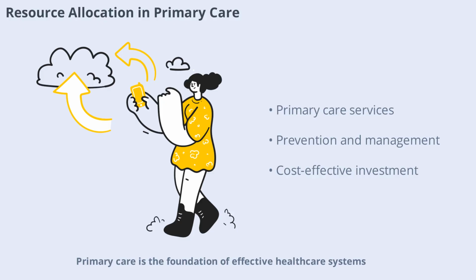Primary care is the foundation of effective healthcare systems. Health economics supports the allocation of resources to primary care services, such as family medicine, preventive care, and chronic disease management. Strengthening primary care improves health outcomes and reduces the need for expensive hospital care. Investing in primary care is a cost-effective strategy for health systems.